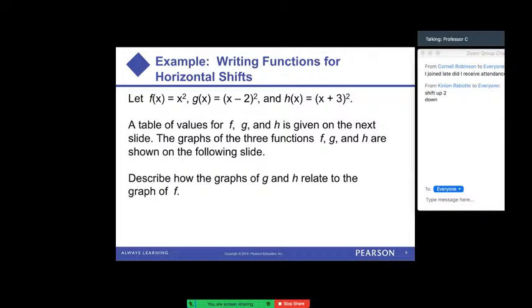Okay? So then if we take a look at this one, here our basic function is x squared. What kind of shape is f of x equal to x squared going to give us?